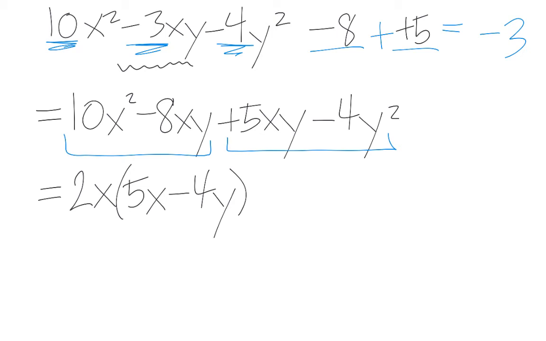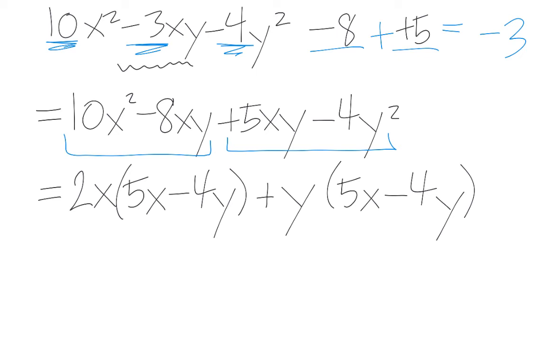If you take a look at the second grouping of terms, you'll see the numbers 5 and 4. The greatest common factor of 5 and 4 is 1. We're not going to write that 1 as a factor unless we need to. The common variable here is y. So I'm going to factor out that y, which leaves me 5x minus 4y.